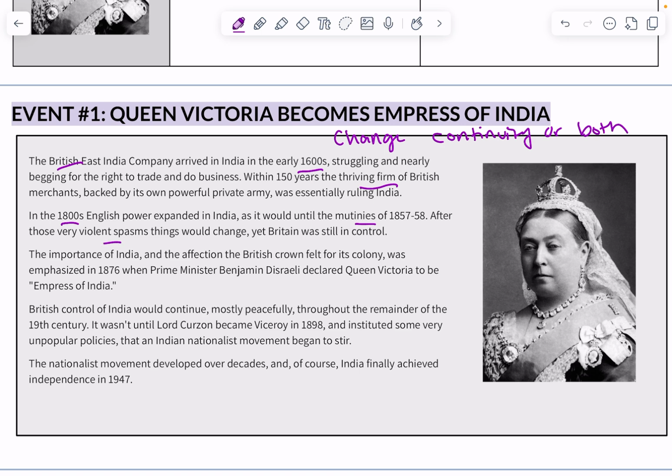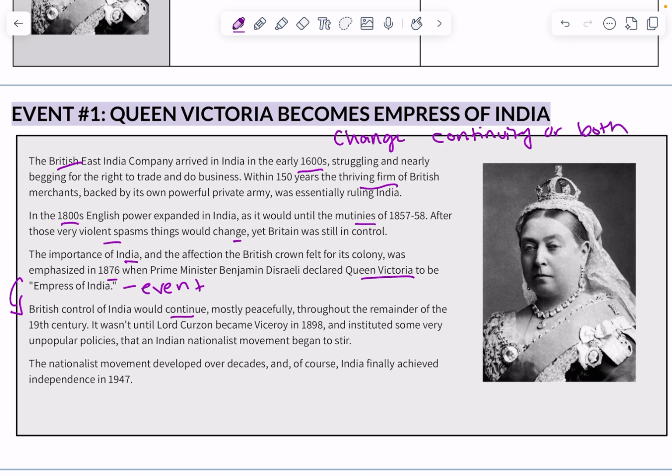After those very violent spasms, things would change, yet Britain was still in control. The importance of India and the affection of the British Crown felt for its colony was emphasized in 1876 when Prime Minister Benjamin Disraeli declared Queen Victoria to be Empress of India. Okay, so we just got to our event right here. Now we need to see if things changed afterwards. It says British control of India would continue most peacefully. Okay, so saying continue here may be continuity.